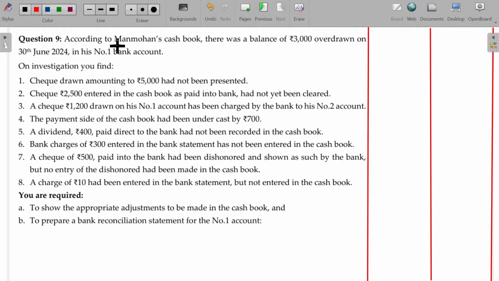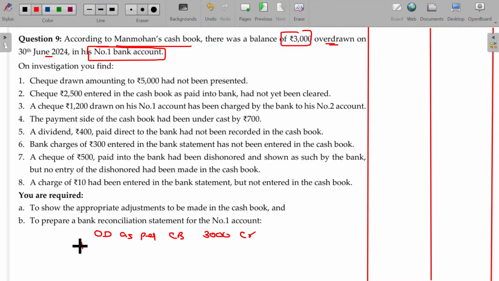According to Manmohan's cash book, there was a balance of rupees 3,000 overdrawn on this date in his number one bank account. Probably he may have one or two accounts here. So number one, number two, like. So overdraft as per cash book. If it is being overdraft as per cash book, what balance is this? Credit or debit?